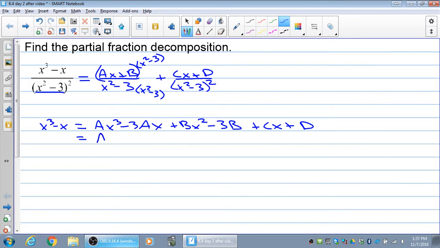Well, now this is equal to ax to the third plus bx squared. So there's the x to the third. There's all the x squareds, which is only 1 in this case. And then plus negative 3a plus c. That's the x's. And then minus 3b plus d. So there's all the powers represented, all the way down to the constants.